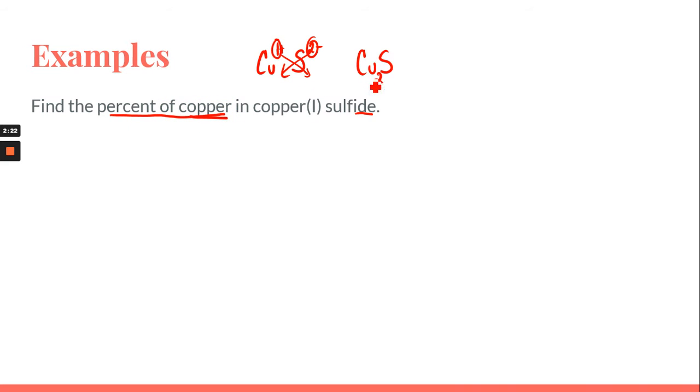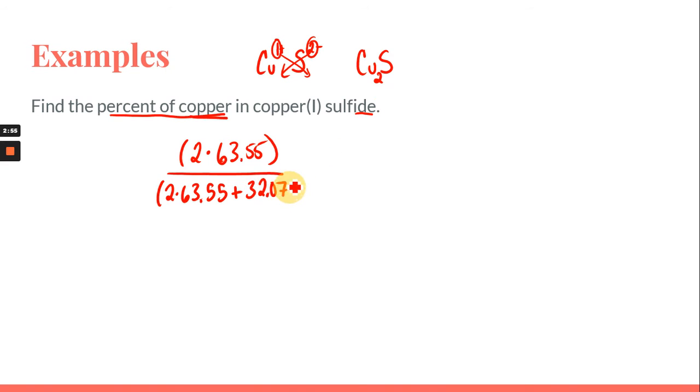So we're going to take the mass of copper in the compound. Notice that there are 2 coppers. So we're going to say 2 times, and then look on the periodic table for the mass of copper, and it is 63.55. And then we're going to divide it by the mass of the whole compound itself. So we're going to say 2 coppers plus we have that 1 sulfur. So we're going to add 32.07. And then we're going to multiply it by 100.